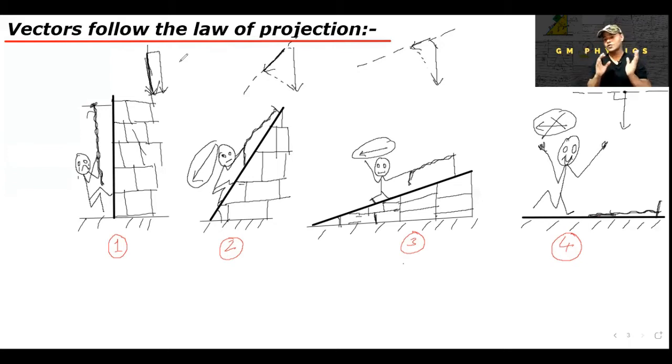So vectors follow the law of projection. Though we have seen it for force, it's not only limited to force, it's everywhere. All vector quantities follow the law of projection, whether it is displacement, velocity, acceleration, force, torque, angular velocity, whatever you name it, they follow the law of projection.